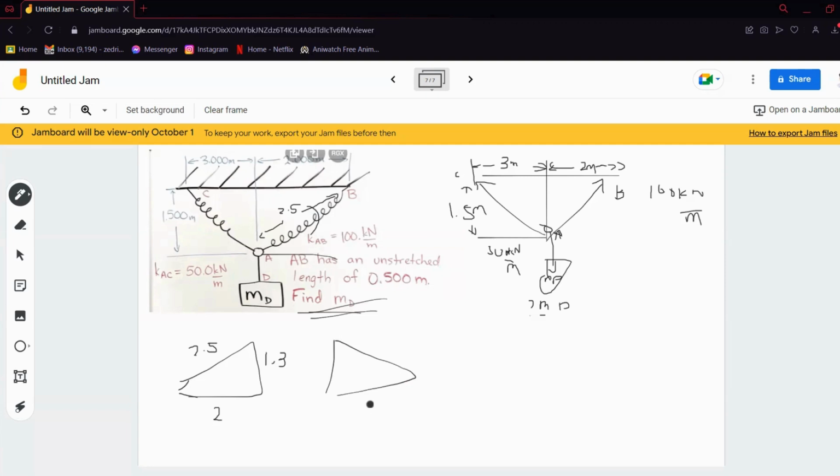And we do it on the other side. We have 3 meters and 1.5. And doing the Pythagorean formula again, you have a result of 3.354.